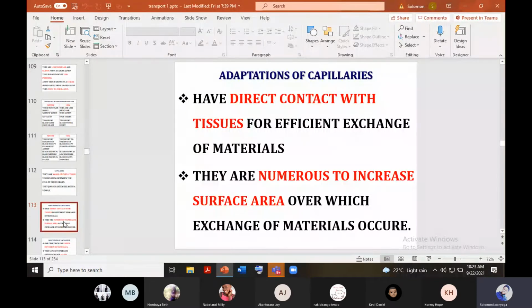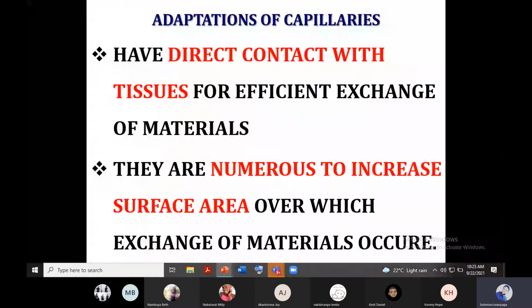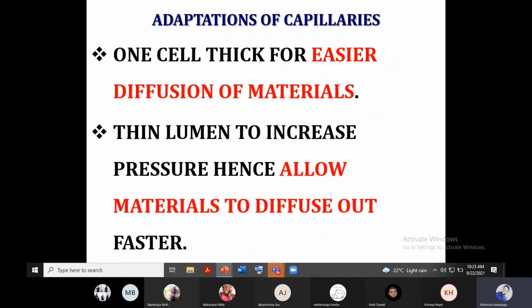Just a moment. Okay, so we are saying they have direct contact with tissues for efficient exchange of materials. They are numerous to increase surface area over which exchange of materials occurs. They are one cell thick. I told you all these adaptations are to carry out two functions. The first function is to reduce diffusion distance, and the second function is to allow efficient exchange of materials, or to increase the surface area over which exchange of materials can occur.